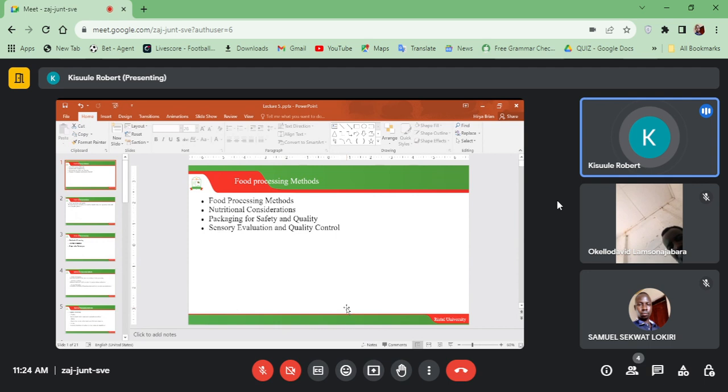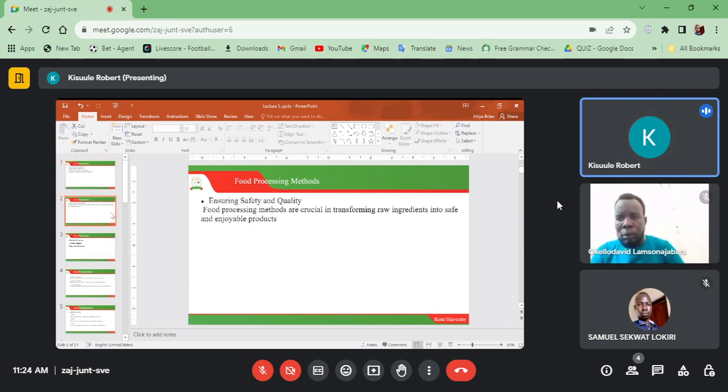To start with, we will define food processing, and we are saying that these processing methods are crucial in transforming raw ingredients into safe and enjoyable products. For example, every small thing you do to a particular food, as we will be seeing, turns it into something different. And when we talk of raw materials, we are not talking of things that are not edible or things that cannot be consumed. Something edible can also still act as a raw material for a product that you desire out of it.